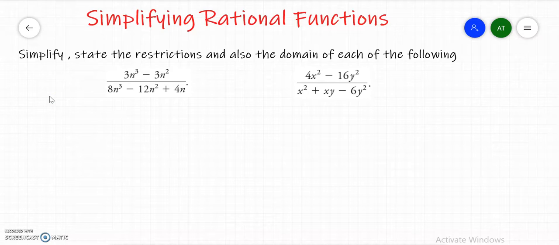So let's begin with an example. Simplify, state the restrictions and also the domain of each of the following. So let's begin with the first part.